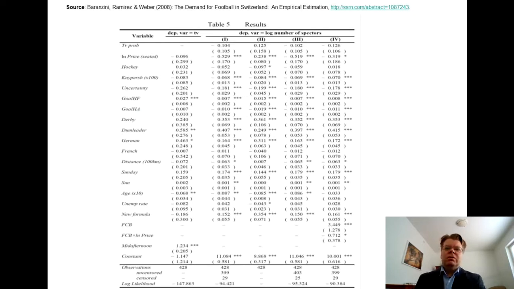And notice from the very bottom rows of the table that throughout all models there are 428 observations, but they also indicate that in model number 1, 399 observations are uncensored and 29 observations are censored. So it is those 29 observations where the stadium is sold out, so the capacity constraint is actually active. I think in model number 2, they don't include any uncensored or censored observations, so they just ignore this censoring.